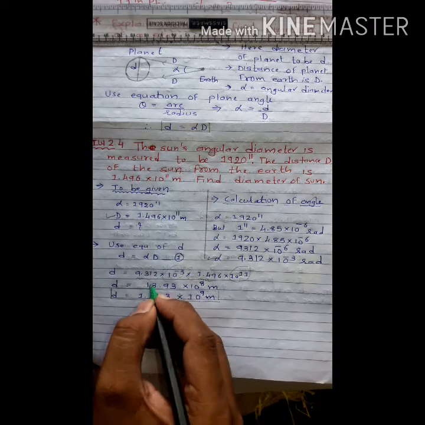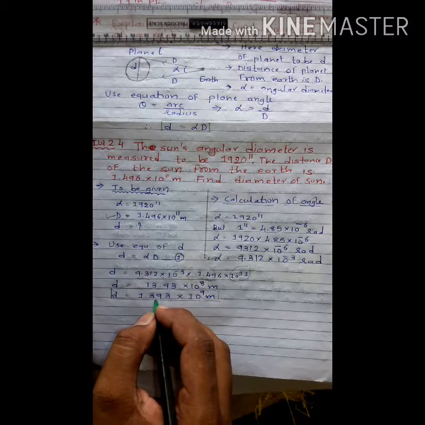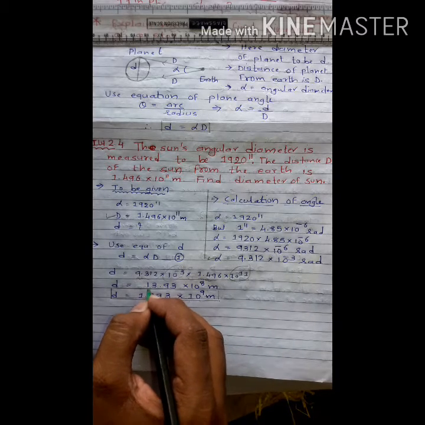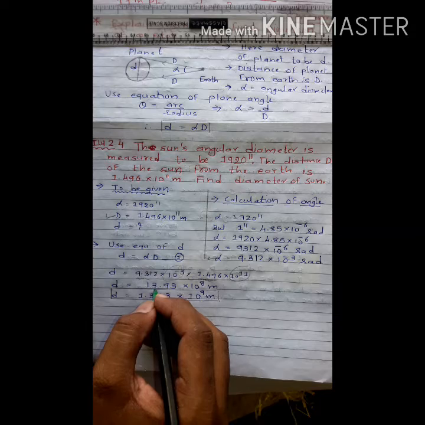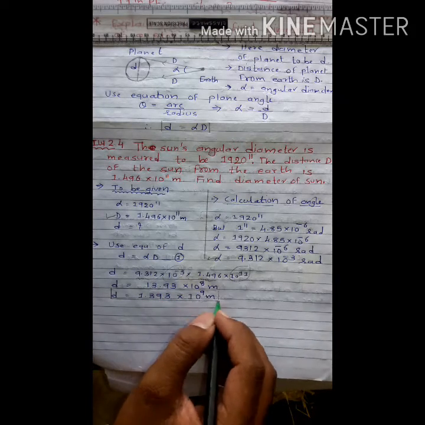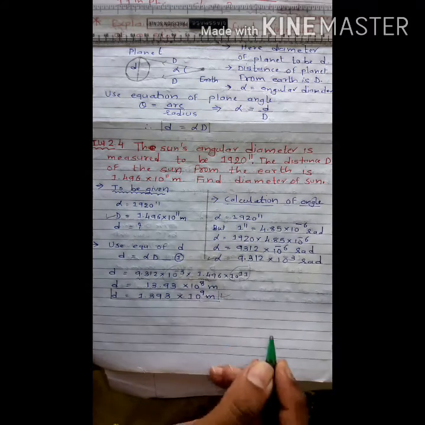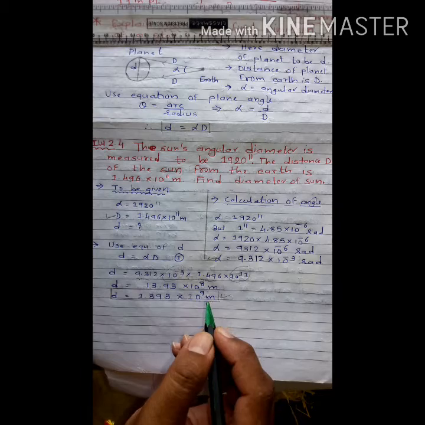Now we convert this answer into its exact form. 1.393, here we shift one decimal place left. So our answer becomes 1.393 into 10 raised to 9 meter. So this value represents the diameter of the sun.